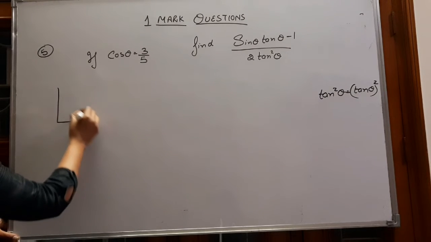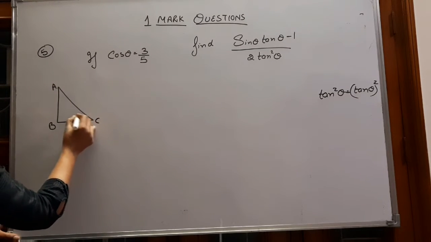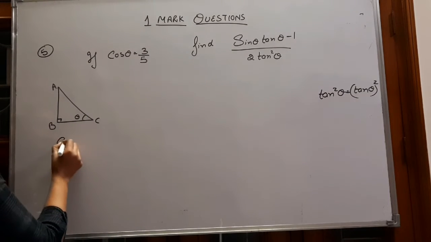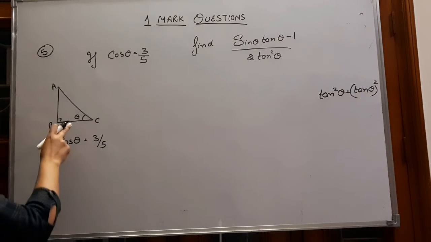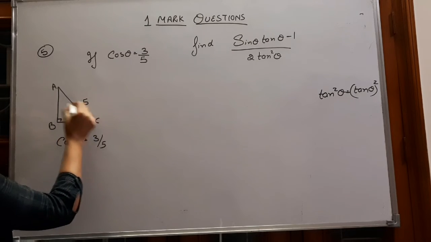Now we have cos theta 3 by 5. Let there be a right angle triangle ABC. This angle is theta. Angle B is 90 degrees. What is cos theta? Cos theta is 3 by 5, and cos theta is adjacent side upon hypotenuse, that is BC upon AC.